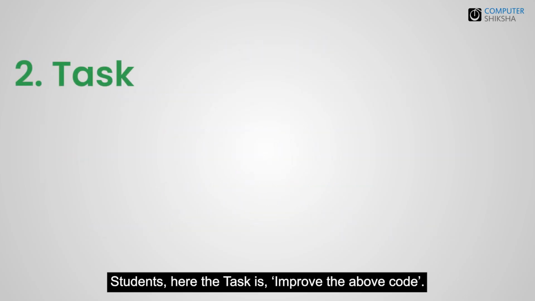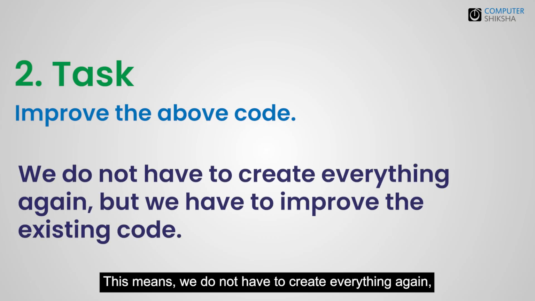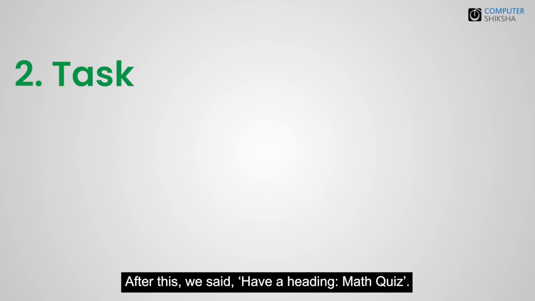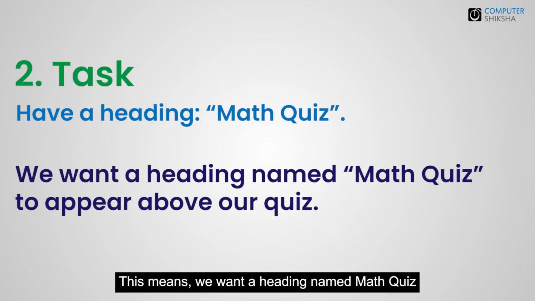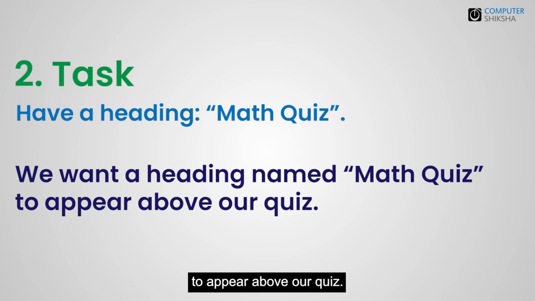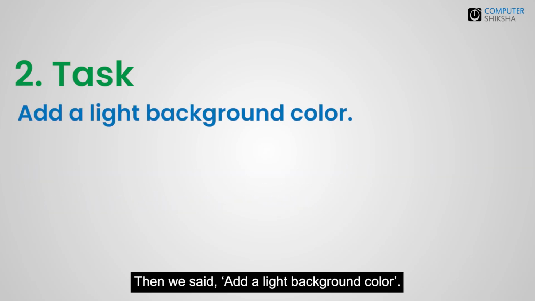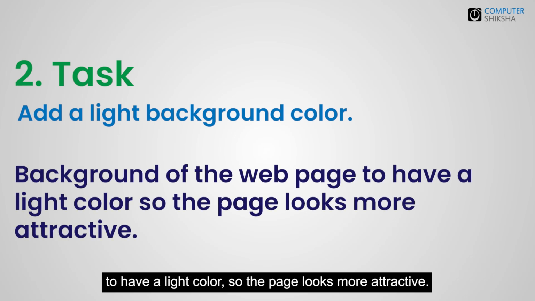Students, here the task is improve the above code. This means we do not have to create everything again, but we have to improve the existing code. After this, we said have a heading, math quiz. This means we want a heading named math quiz to appear above our quiz. Then we said add a light background color. Here we want the background of the web page to have a light color so the page looks more attractive.